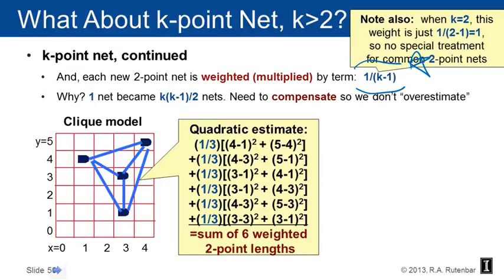Now the other thing I'll notice here is that when k equals 2, this weight is just 1 divided by 2 minus 1, which is 1, so there's no special treatment for the 2-point case. Right, so it all works out. You always multiply by the weighting factor 1 over k minus 1, and when it's a 2-point net, nothing special happens. You just multiply it by 1.